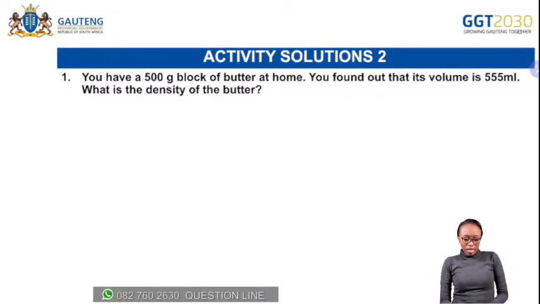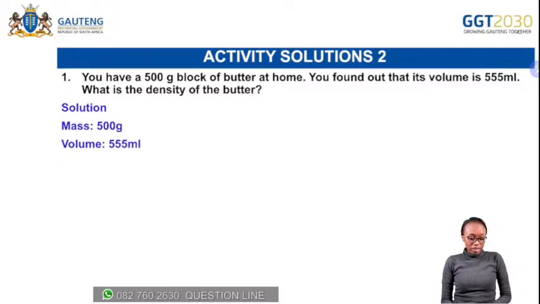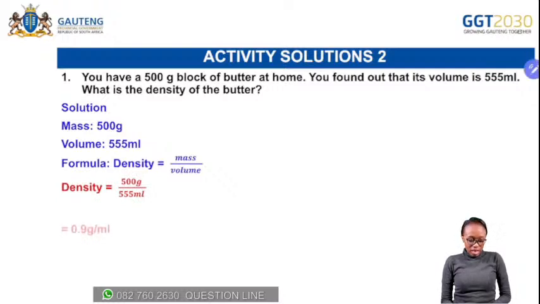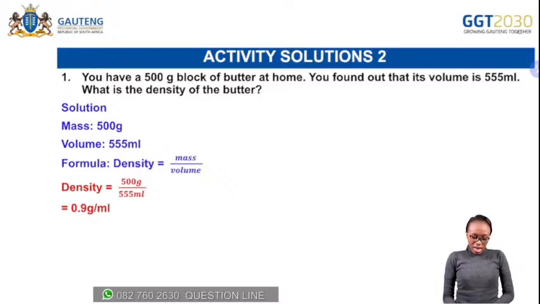So the first question says you have a 500 gram block of butter at home. You found out its volume is 555 milliliters. What is the density of the butter? So this is how you're supposed to calculate the solution. The mass is 500 grams. The volume is 555 milliliters. So we use the formula density is equal to mass over volume, where we say 500 grams divided by 555 milliliters, and then we get a density of 0.9 gram per milliliter. So that is the answer there.